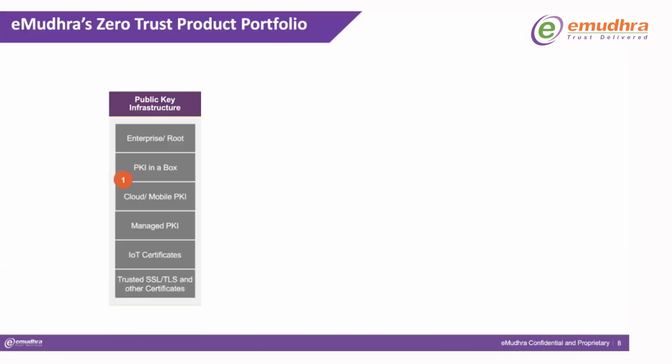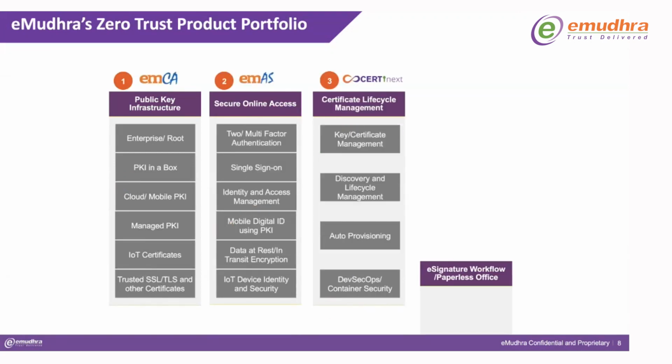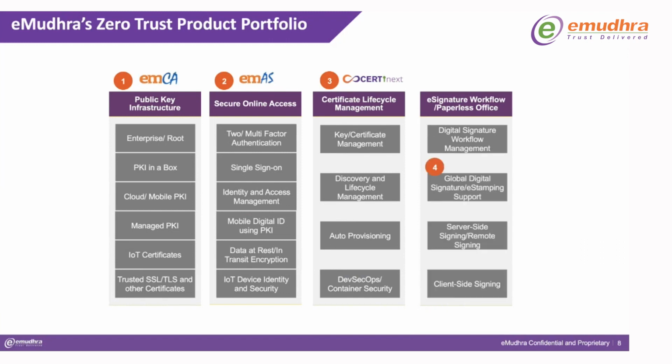So if we look just a little bit briefly at what's under the covers of each of those four elements, again, as I said, the MCA products, this is where you create a root. Could be a root for an enterprise, could be a root for a nation. You can operate a public key PKI infrastructure in a box, a turnkey deployment of these types of services. You can provide cloud or mobile PKI deployments. You can manage the PKI from end to end, including Internet of Things. So there are a number of different flavors of certificates that can be facilitated.